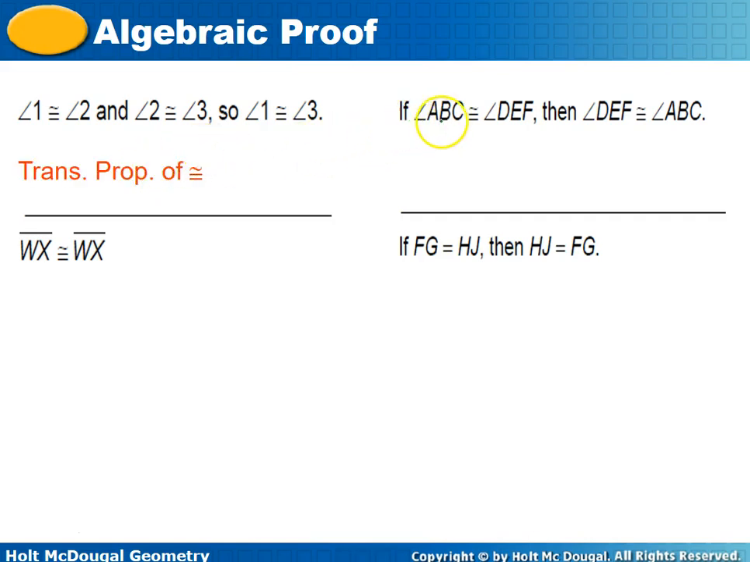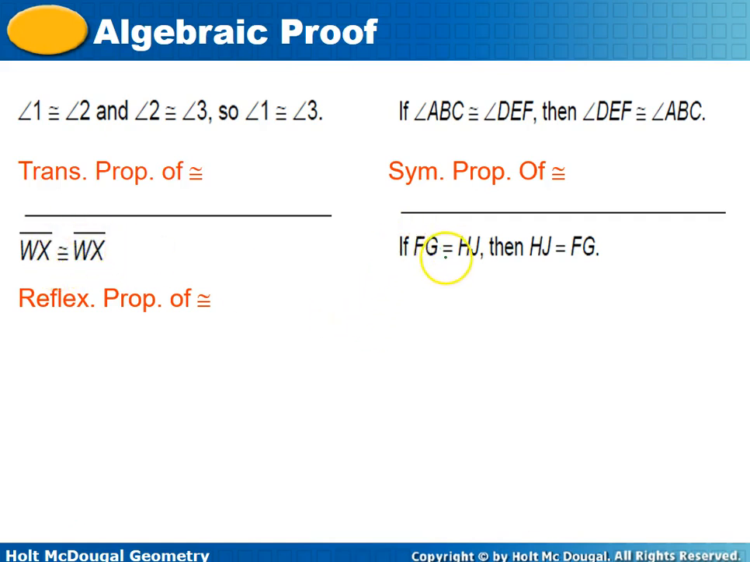For B over here, if angle ABC is congruent to angle DEF, then angle DEF is congruent to angle ABC. This is going to be our symmetric property of congruence. Again, we got the congruence symbol here, and two things that just flip positions. Here we have segment WX is congruent to segment WX. This is going to be our reflexive property of congruence. Again, that's our congruence symbol there.